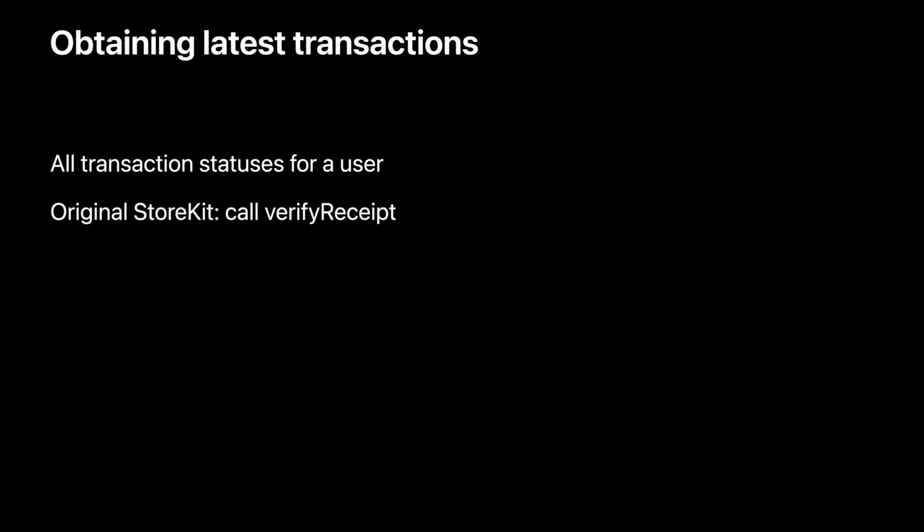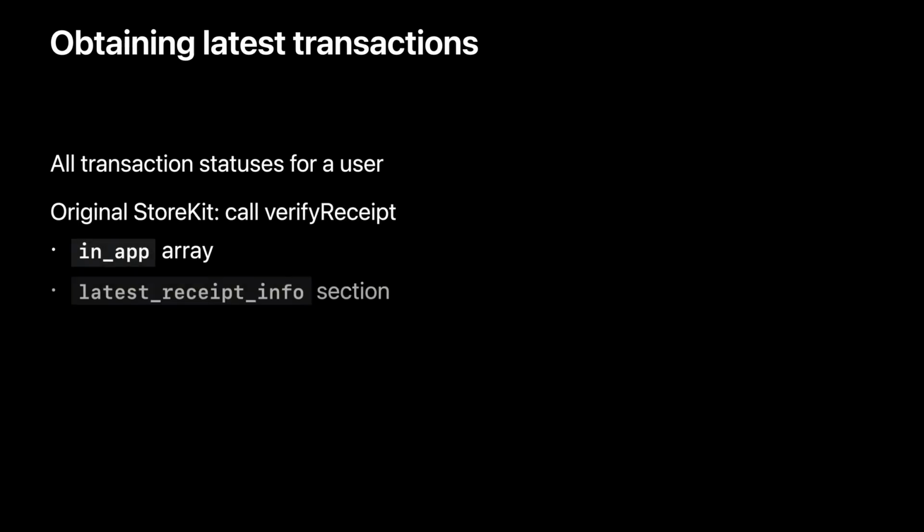Next, let's look at the case of obtaining the latest transactions. Obtaining the latest transactions informs you of what a user has purchased, what has renewed, if there are any changes to a user's subscription, and more. Previously, to obtain the latest transactions for a user, one had to call Verify Receipt and use the in-app array and examine latest receipts info, which contained all of the transactions for a user.